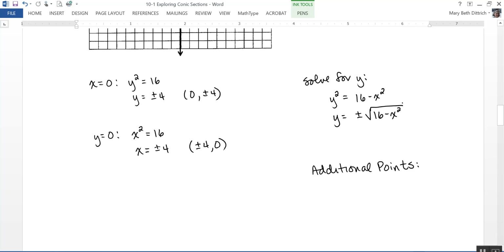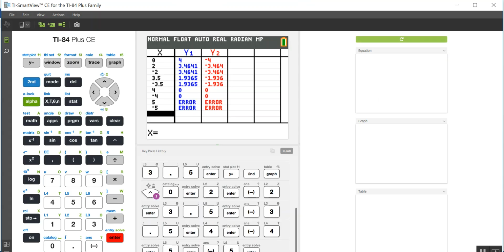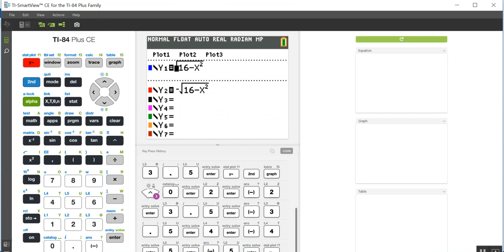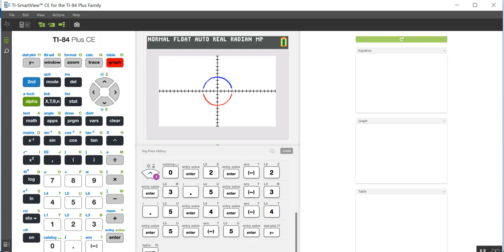And when I go to my calculator, I need to put both parts of those into the calculator. Here, I did it here. So into y1, I'm going to put the square root of 16 minus x squared, and into y2, I'm going to put negative square root of 16 minus x squared. And taking a look at the graph of that, it is indeed a circle.